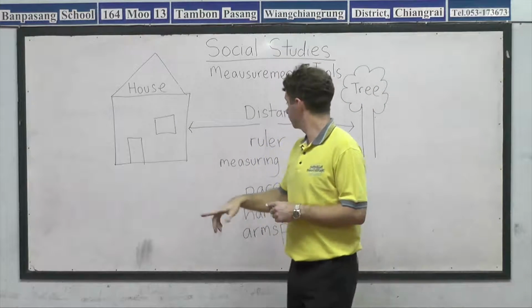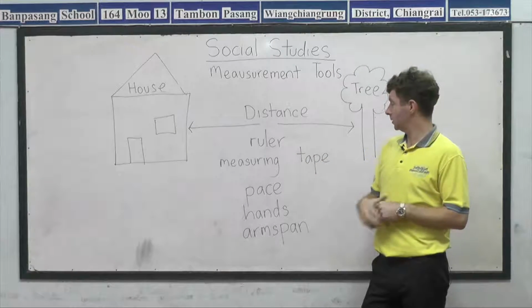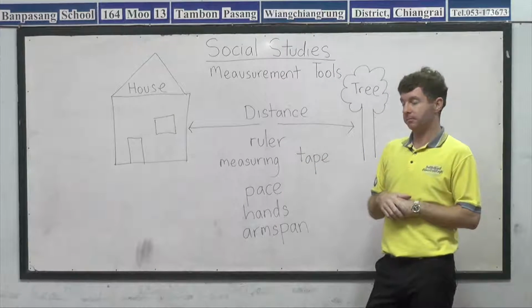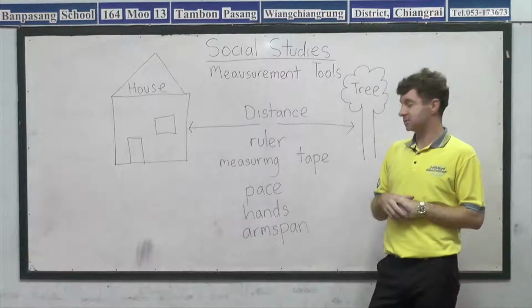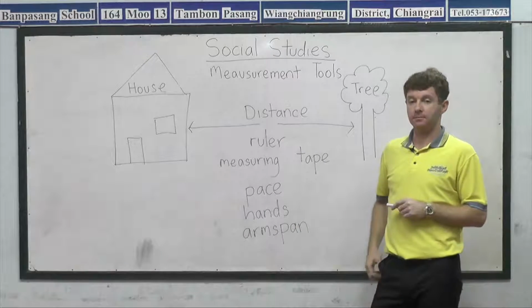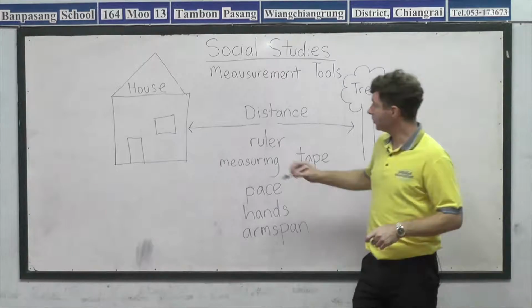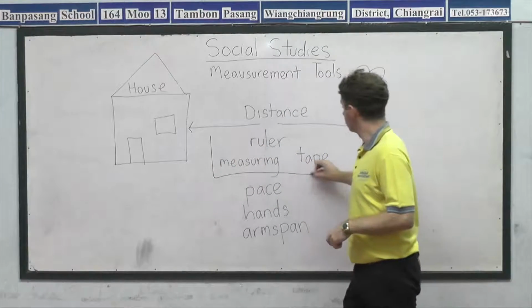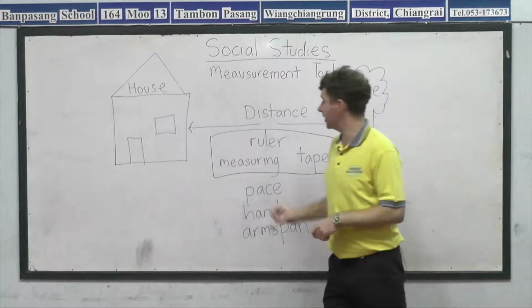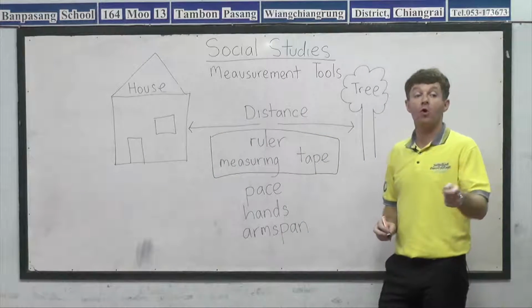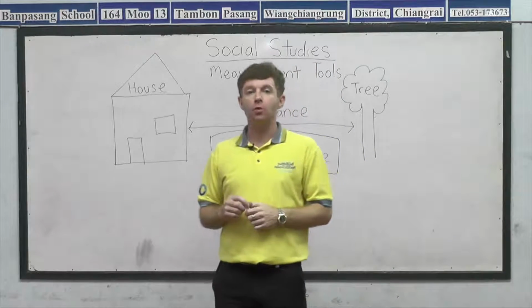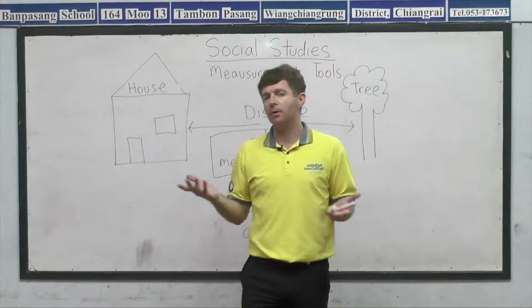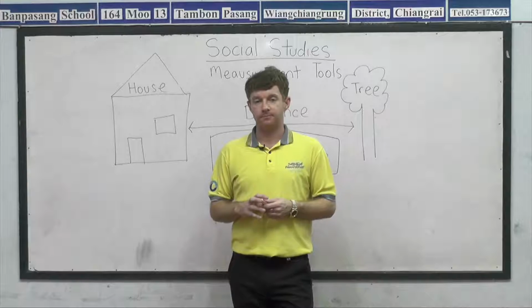Ruler. Measuring tape. Pace. Hands. Arm span. These two here, ruler and measuring tape, these are what we call accurate. Accurate unit of measurement. Does anybody know why they're accurate?